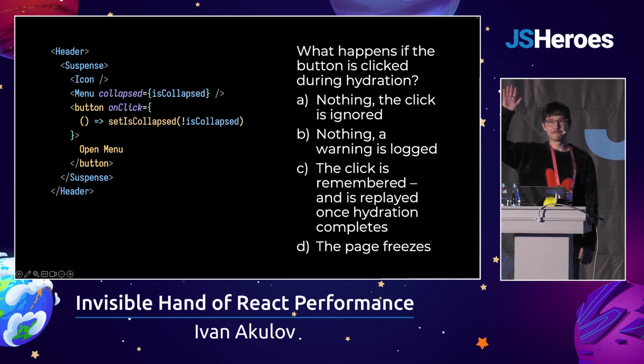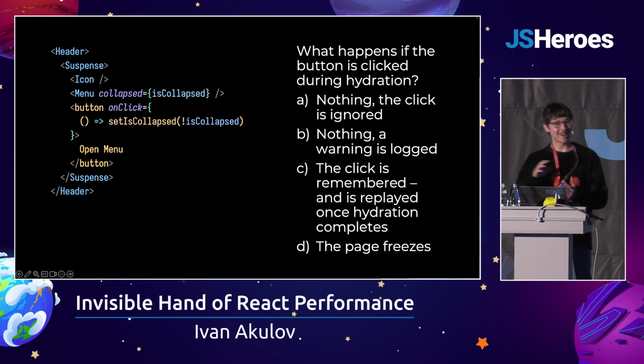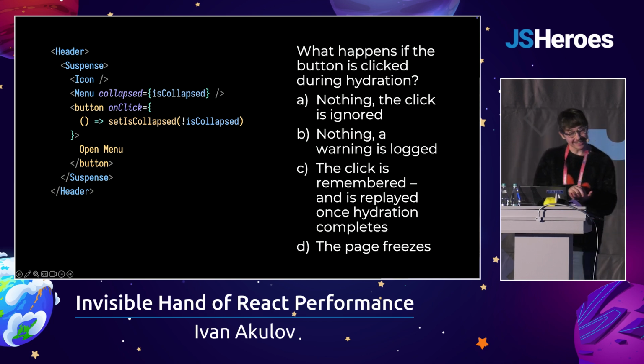Who thinks it's A? I can see a couple of hands. Who thinks it's B? I can see no hands. Who thinks it's C? That's quite a lot of hands. Who thinks it's D? One hand. The answer is still D. The page will freeze again.